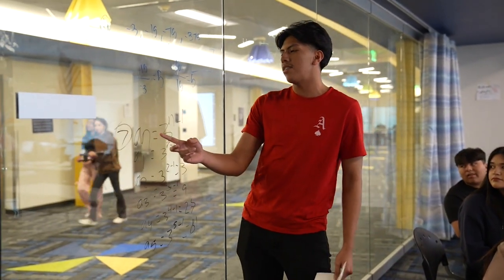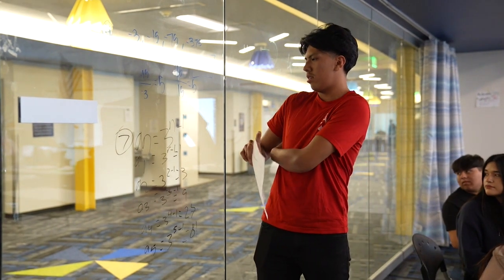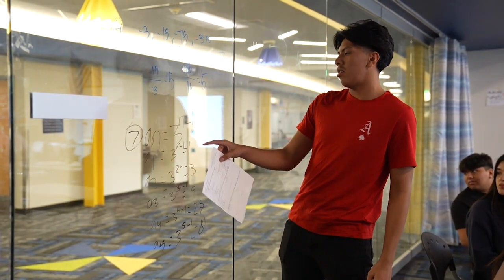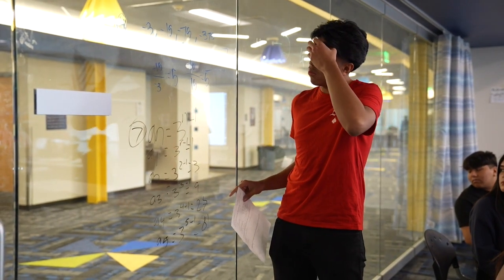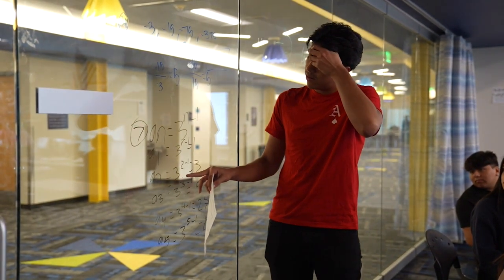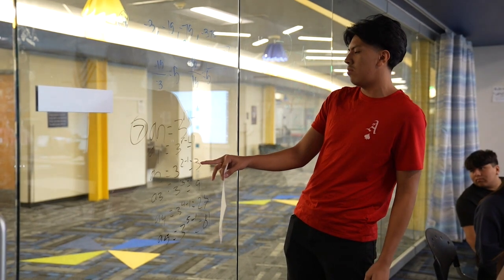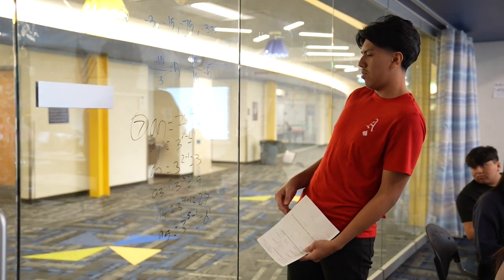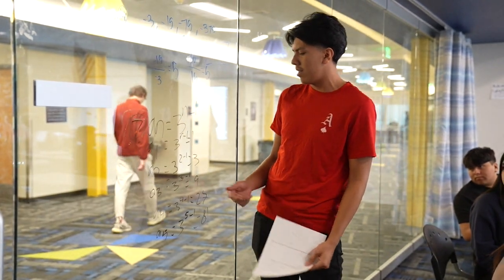Alright, so our equation is AN equals 3 to the power of N minus 1. A1 will equal 3 to the power of 1 minus 1, which will go to 1. Then A2 equals 3 to the power of 2 minus 1 equals 3. Then A3 equals 3 to the power of 3 minus 1.